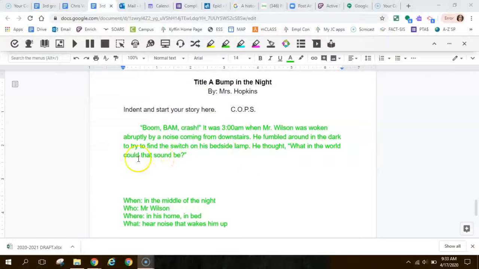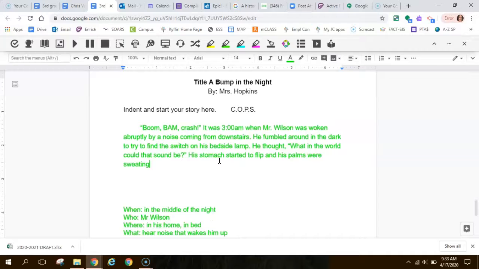So here we go. What in the world can that sound be? Here's my next sentence. His stomach started to flip, and his palms were sweating. He could feel his heart quicken.